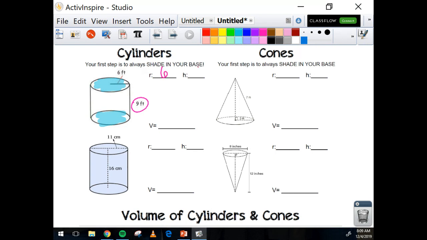The height is 9. So if we have volume equals pi r squared times the height, our volume equals pi times 6 squared times 9. And I'm going to put it in my calculator just like that. And the volume you're going to get is 1,017.88 feet cubed.